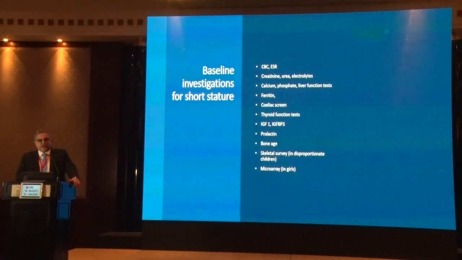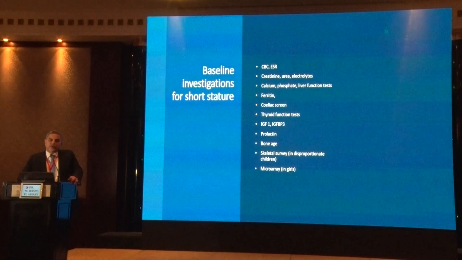Now, the baseline investigations, again, that's the usual: you look for any chronic diseases, or look for endocrine causes, thyroid, and the growth hormone axis, IGF-1, IGF-BP3. IGF-1 is affected by nutrition, so if there is malnutrition, you might get a low IGF-1. IGF-BP3 is not. So if both are low, then you are into an endocrine issue. If IGF-1 is low and IGF-BP3 is normal, you're probably not.